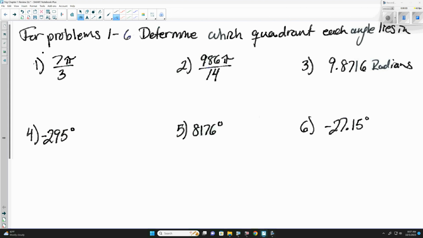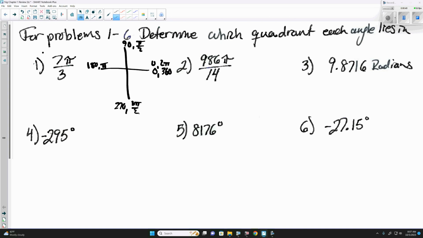We're looking at this here. First is to determine which quadrant each angle lies in. Now, the best thing I would say with this is to get it between 0 and 360 or 0 and 2 pi, whichever one you're more comfortable with. Because straight up is 90 or pi over 2. Straight across is 180 or pi. Straight down is 270 or 3 pi over 2. And then we get back to 2 pi and 360.